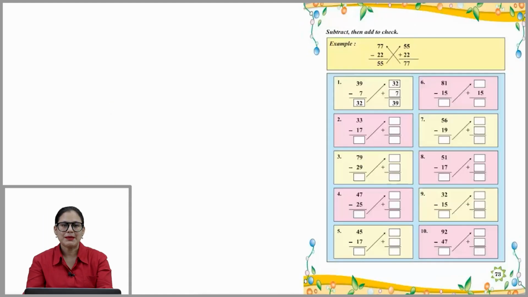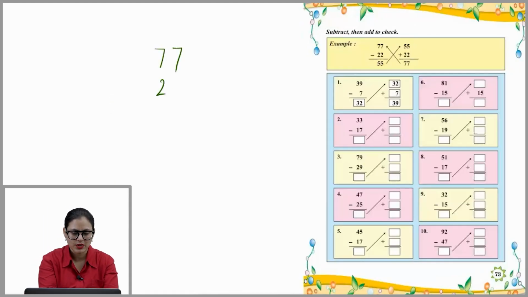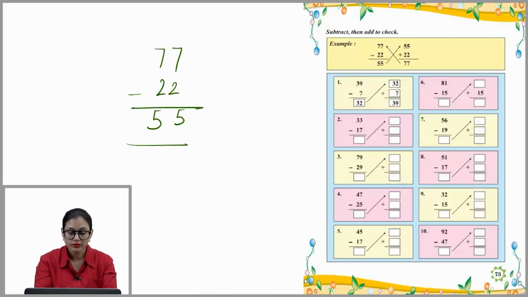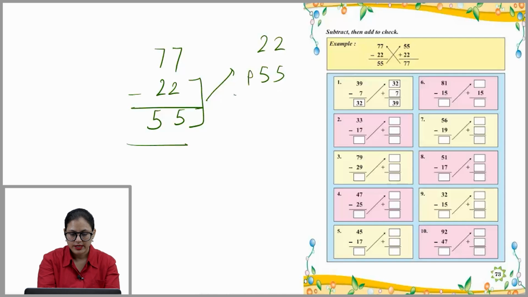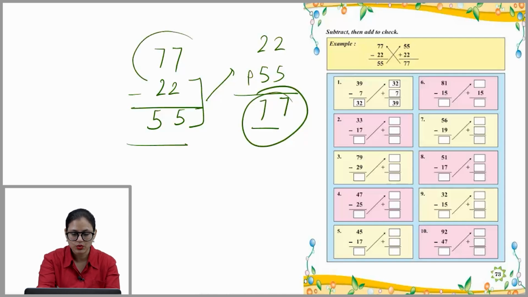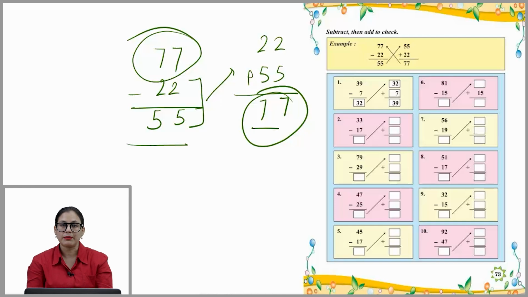Right, students? Subtract, then add to check. Example is 77 minus 22. Okay. 7 minus 2 is 5 and 7 minus 2 is 5. Now, what will we do? We will add these two numbers. 22 plus 55. 5 plus 2 is 7, 5 plus 2 is 7, 77. These two numbers are equal. That means our difference is correct. Right. First one has been done for you. We will do second one.